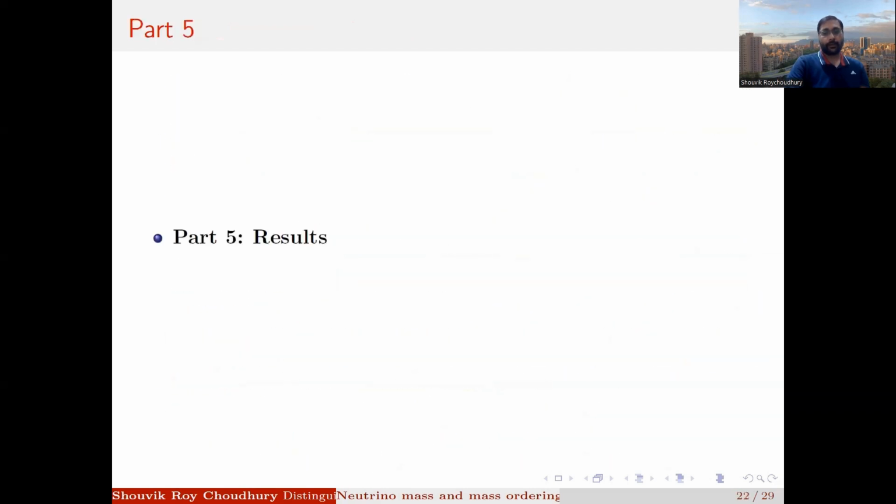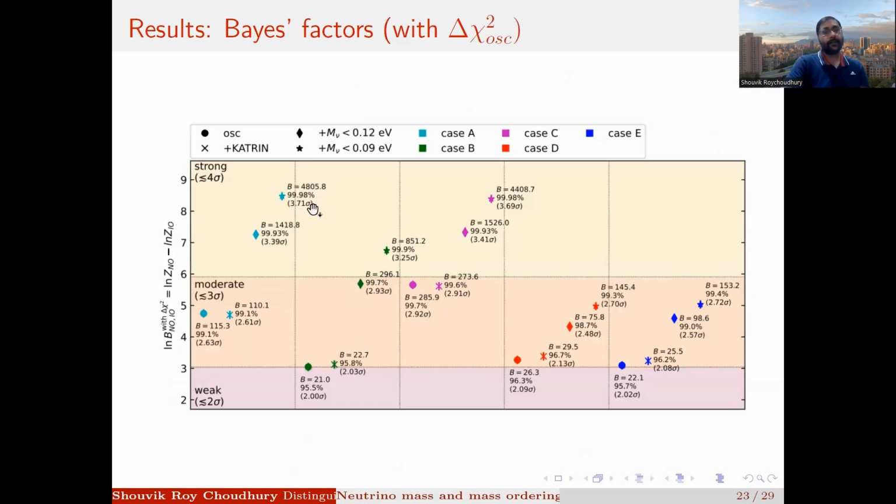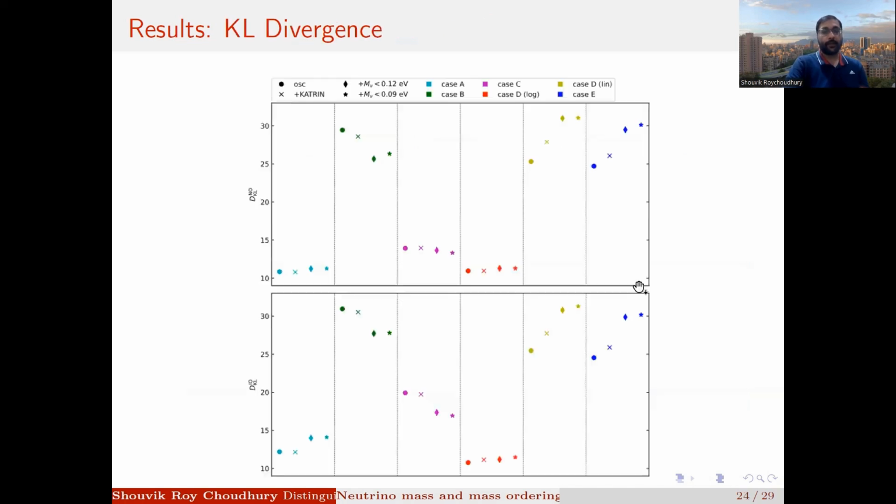Now we come to the results. What we see is that for case A, case B, and case C, when we use the Cosmo 2 result along with KATRIN and oscillation experiments, we get very large Bayes factor values, which correspond to strong evidence for normal ordering. Whereas for case D and case E, we see that the Bayes factors are much lower, even with the strongest data sets, and this corresponds to a preference for normal ordering of around 2.7 sigma. So what is happening?